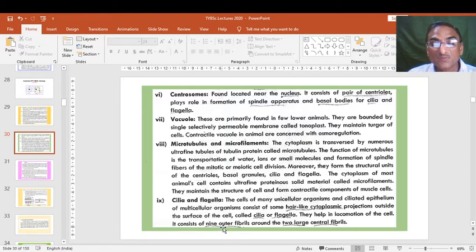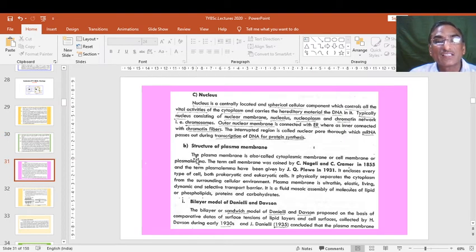It consists of 9 outer fibrils around 2 large central fibrils. As in roots, the taproot is the main root and the other roots are secondary, likewise the 9 outer fibrils are around the 2 large central fibrils. So in this way, the cell organelles are studied one by one. Then these are about the cytoplasmic organelles.